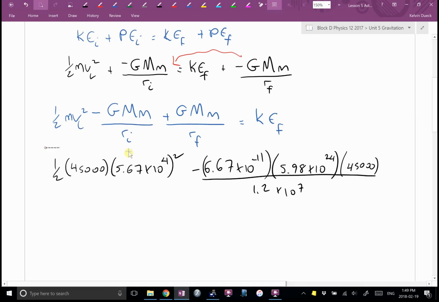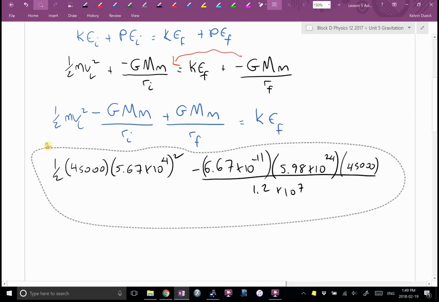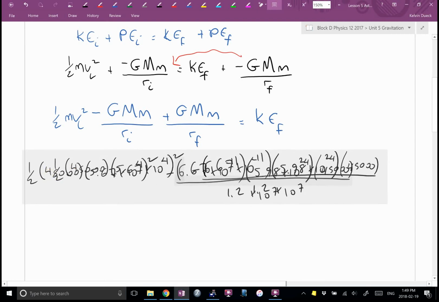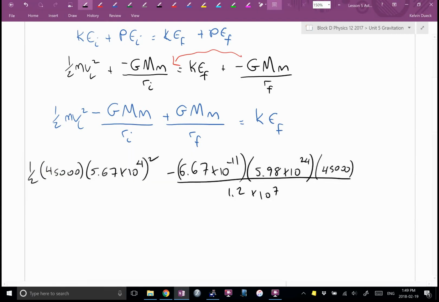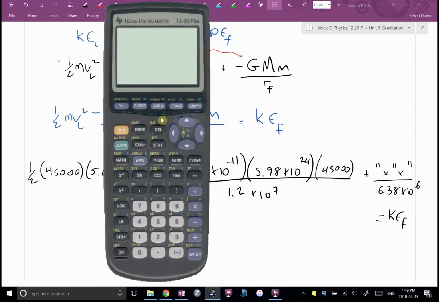I need a little bit more room. This is why I love this tablet. There we go. And then there's going to be a plus sign, ditto mark times ditto mark times ditto mark divided by 6.38 times 10 to the 6th, the radius of the Earth. That equals kinetic energy final. I can't even fit it on one line. Holy smokes. Let's crunch the first term to like 5 sig figs.